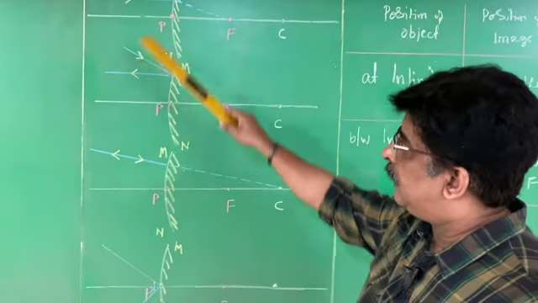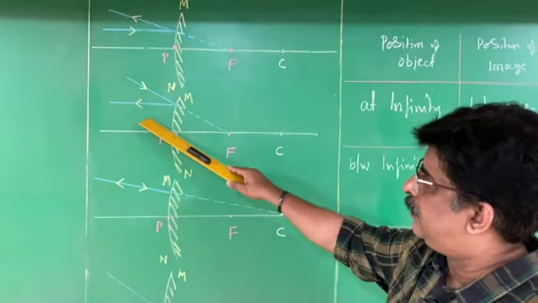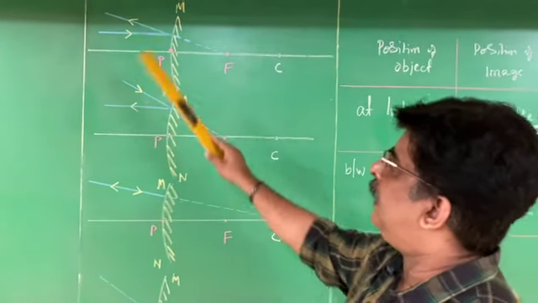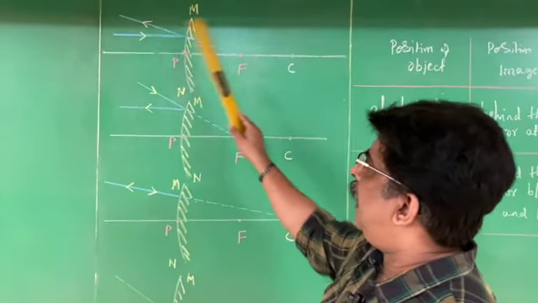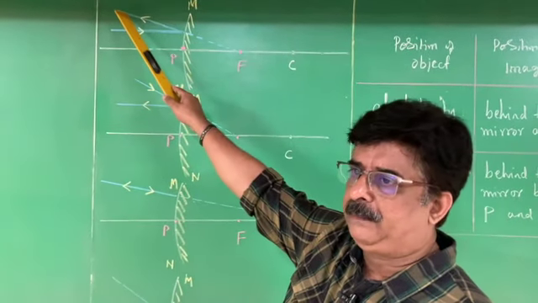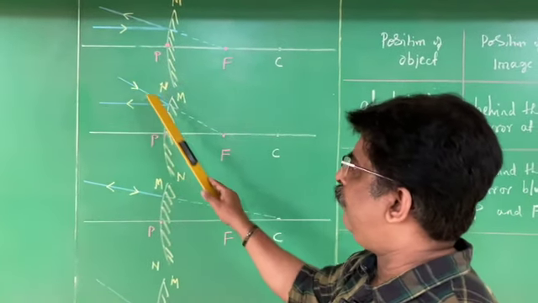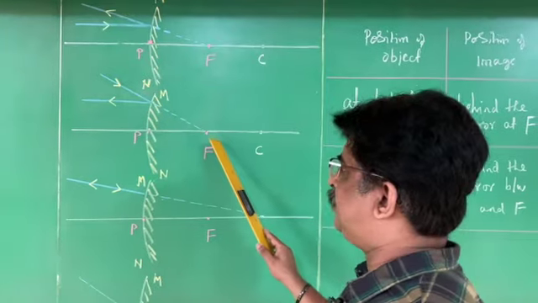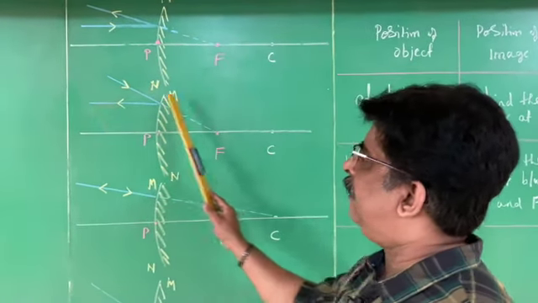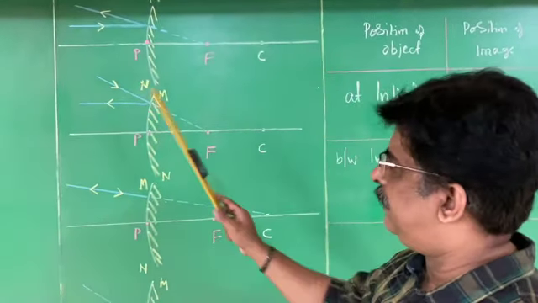Condition number two. Condition number one and condition number two are converses. Here, parallel rays appear to diverge from the principal focus. The ray of light that appears to pass through the principal focus emerges out parallel to the principal axis.